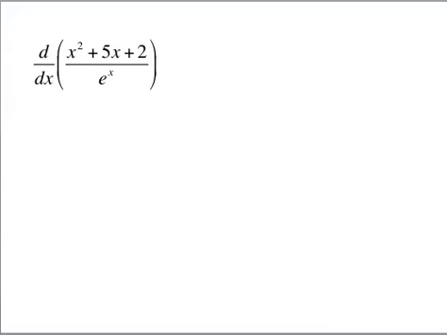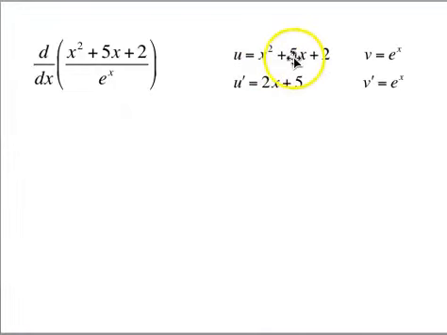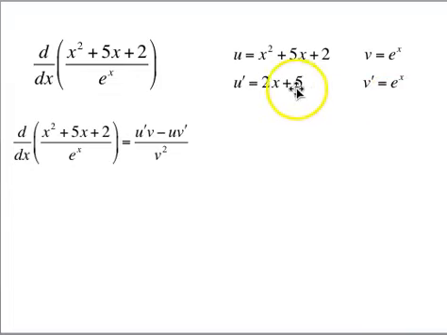Our next example is the derivative with respect to x of x squared plus 5x plus 2 over e to the x. U is x squared plus 5x plus 2, and v is e to the x. The derivative of x squared plus 5x plus 2 is 2x plus 5. The derivative of e to the x is e to the x. And of course we have our quotient rule, which is u prime v minus uv prime all over v squared. So the algebra here is going to get kind of challenging.